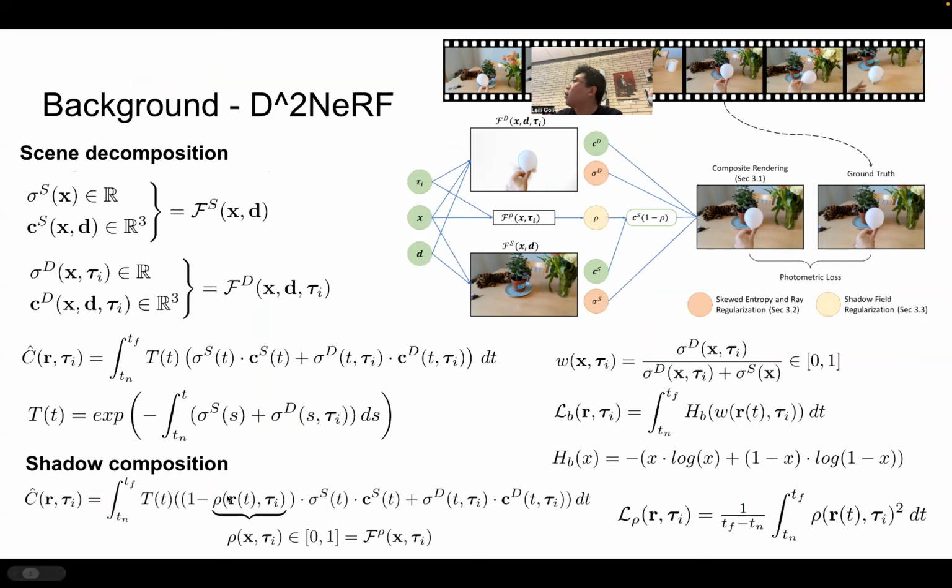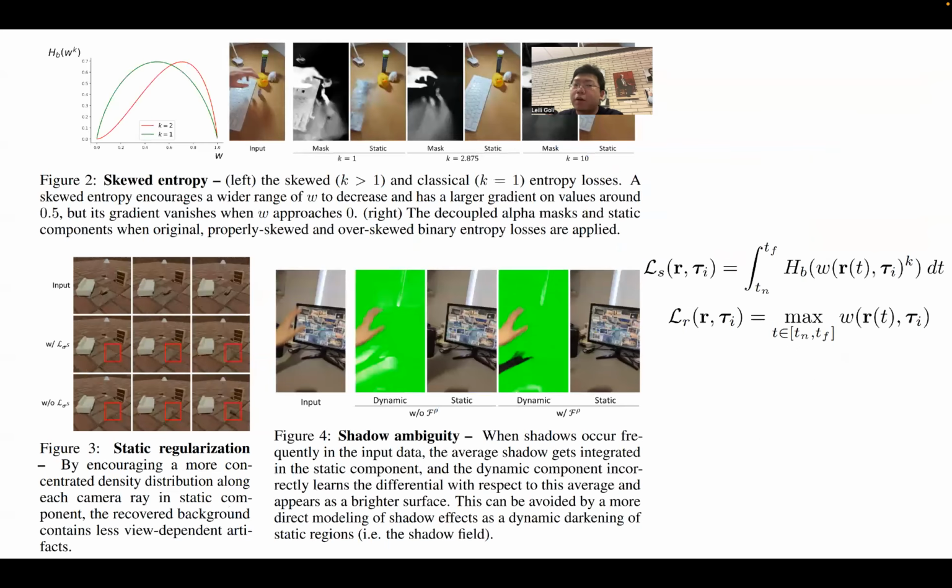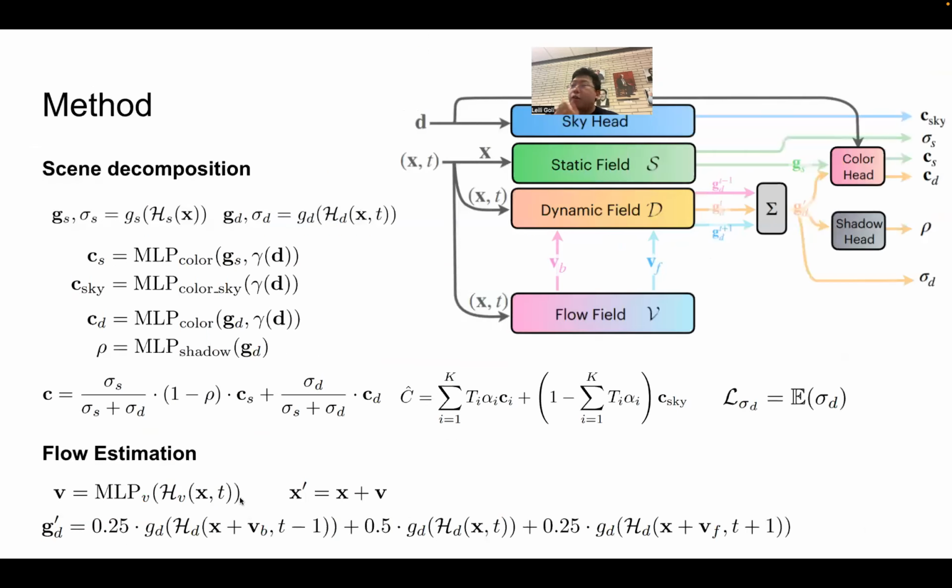So this is how they're getting the final RGB, and they have some regularization to make sure that the majority of the scene is explained by the static model, and only those dynamic objects are explained by the dynamic fields. Cool. Yeah, this is basically the prior work.